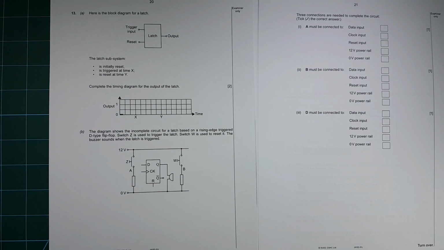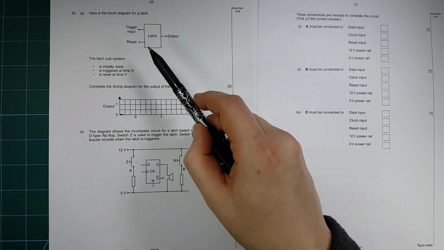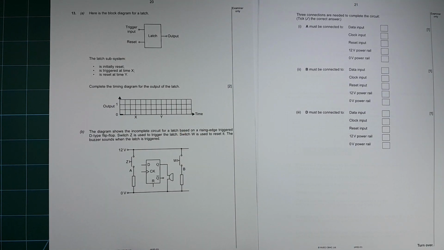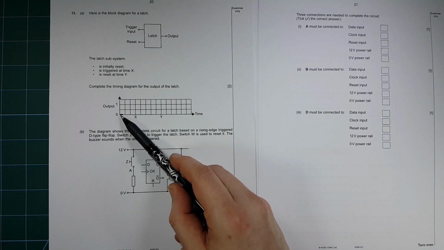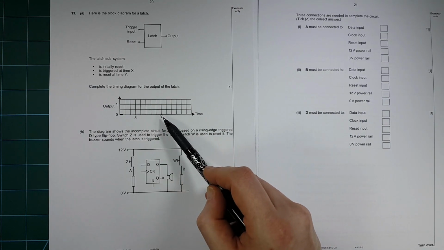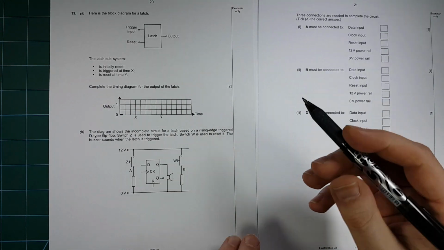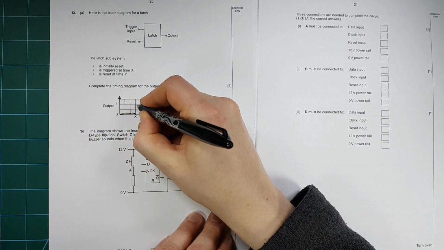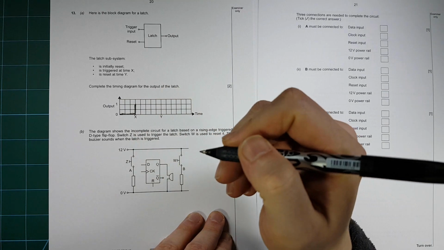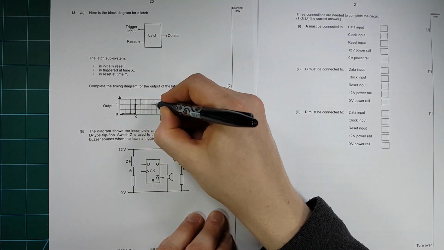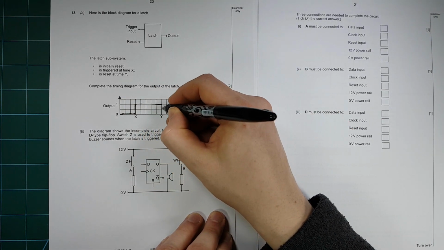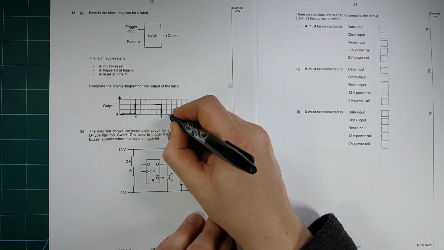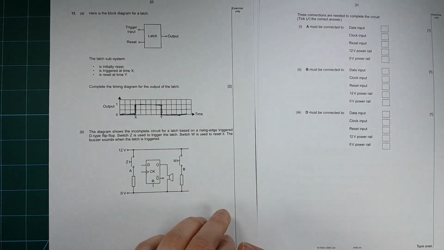Question 13. Here's the block diagram for a latch. You've got your trigger input, reset, and an output. The latch system is initially reset. It's triggered at time X and reset at time Y. Complete the time diagram. This seems very easy. It's triggered at time X, stays high, it's reset at time Y, so it goes along like that.